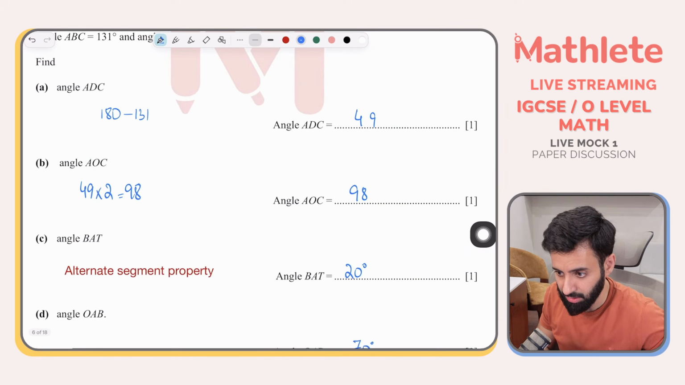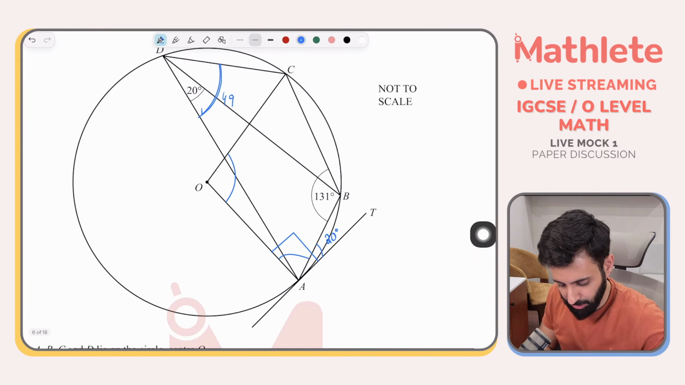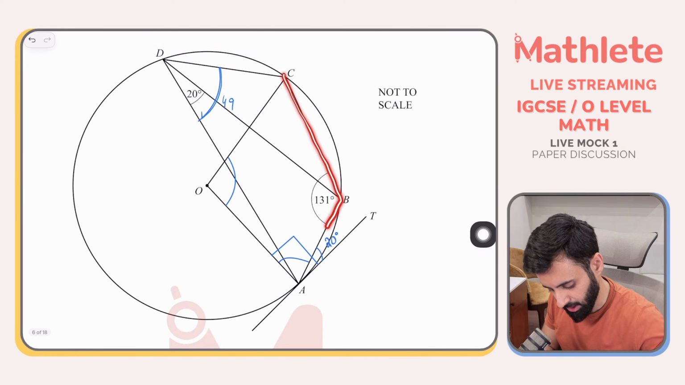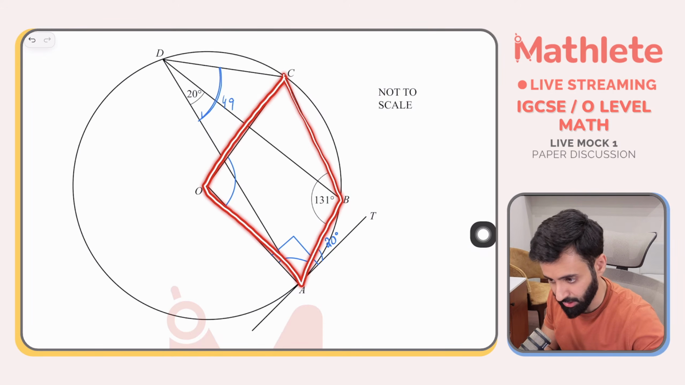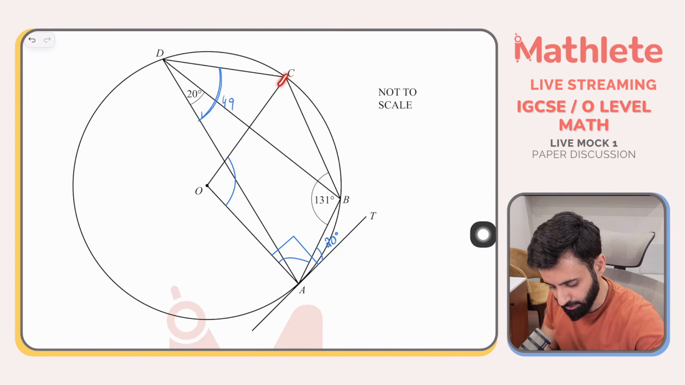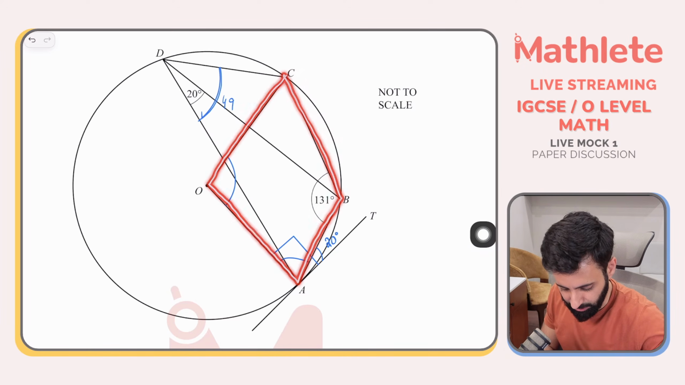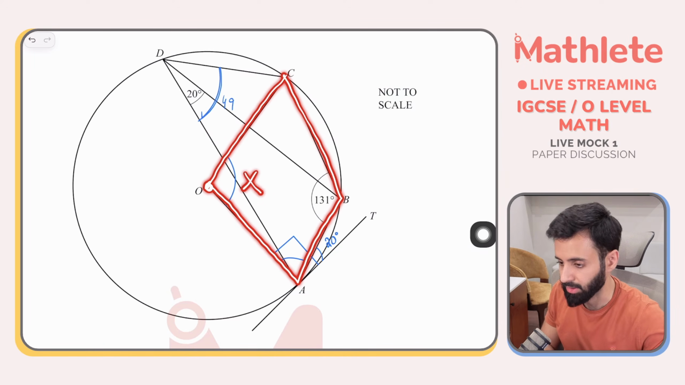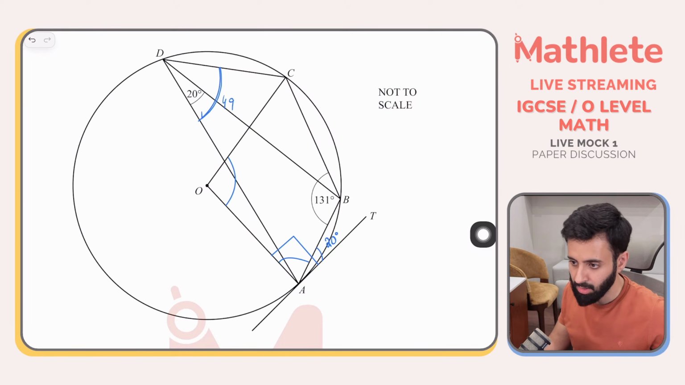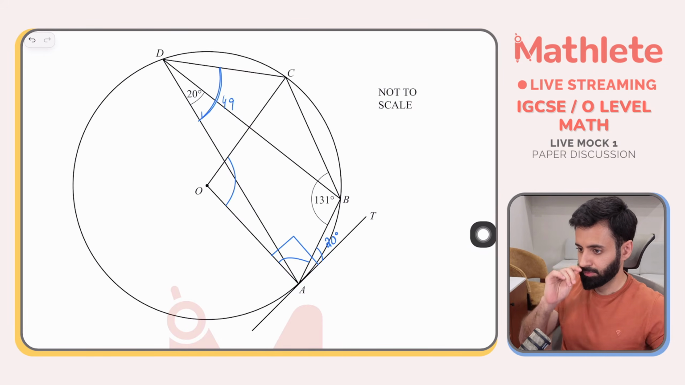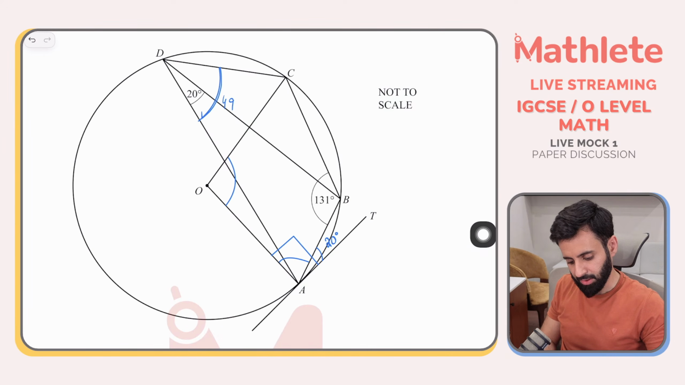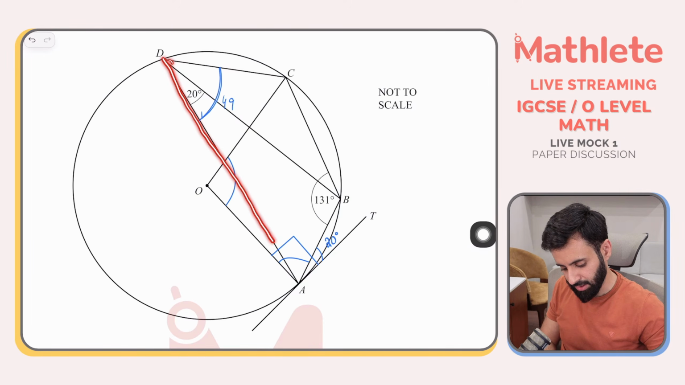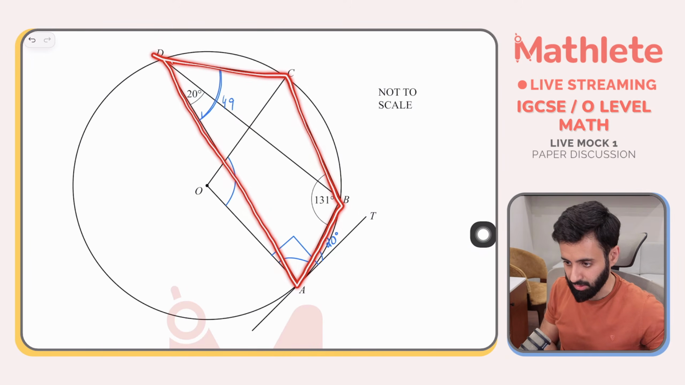Okay, now I see some of you are saying, why can't B be 180 minus 31? But this is not a cyclic quadrilateral. This is a very common mistake. For it to be a cyclic quadrilateral, all four vertices have to be touching the circumference. O is not touching the circumference, so you can't use this property. Okay, who is saying this? Minahil and someone else also. You can't do 180 minus 31 because this angle is not touching the circumference. Remember, a cyclic quadrilateral is a quadrilateral with all four vertices touching the circumference.